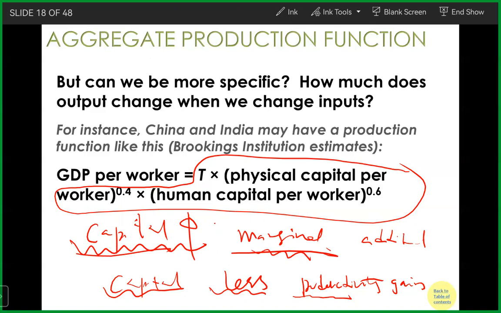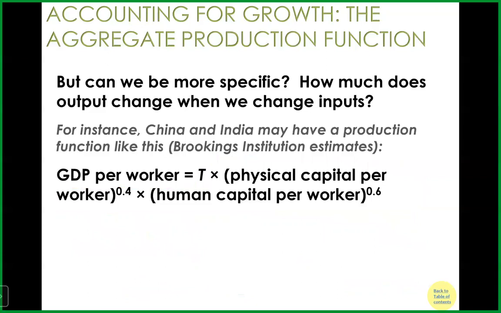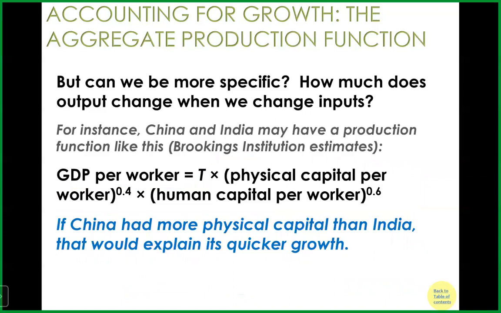So now the other things we can learn from this formula is that if some country has more physical capital, then usually their productivity is higher. Another possibility is if some country has more human capital, usually measured by average educational level, then their productivity is going to be higher, right?